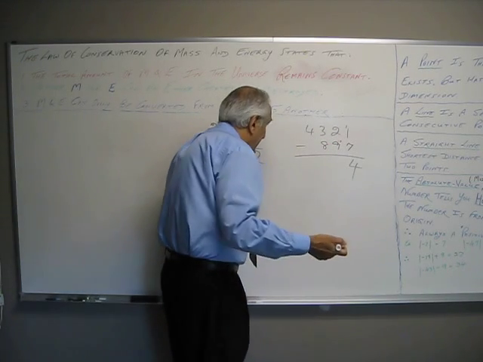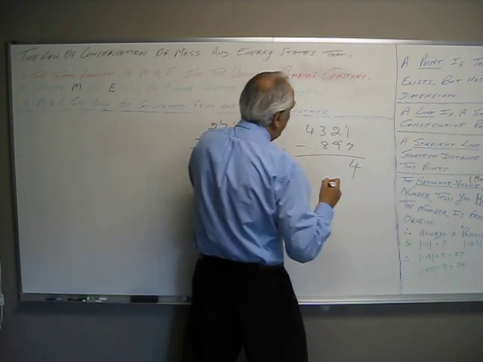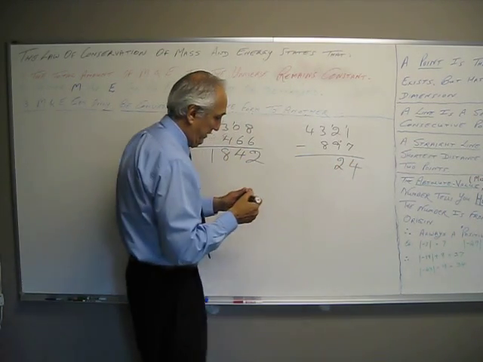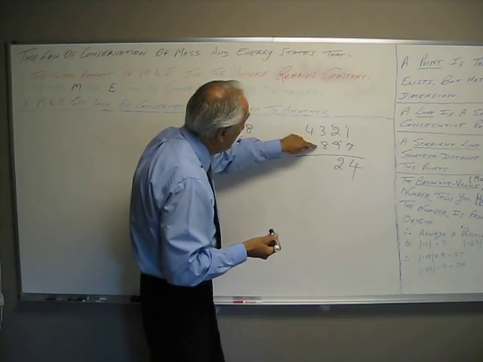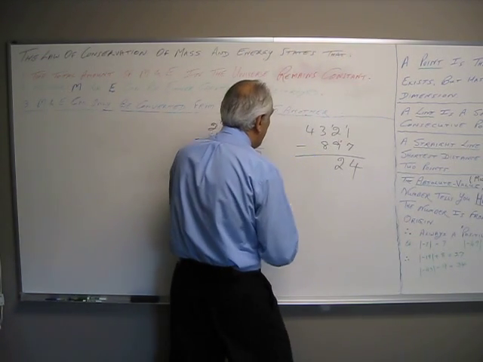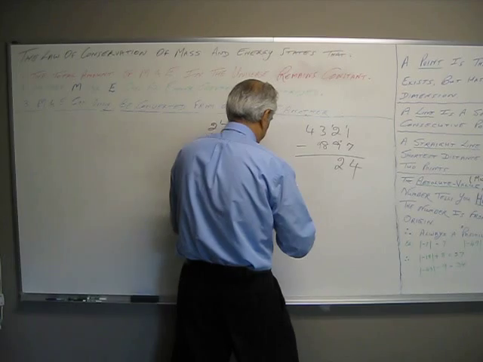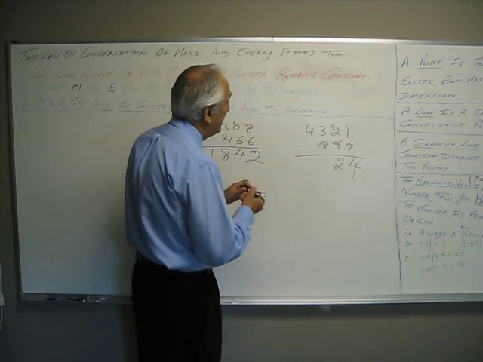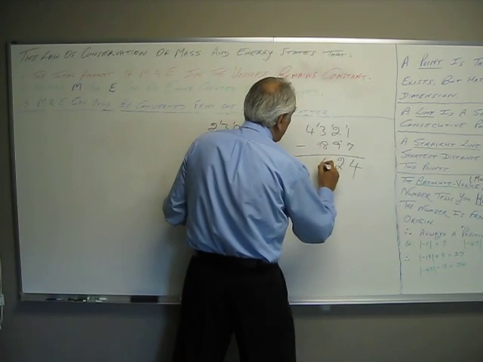2 minus 10, can't do it. So again I'm going to take help over here. 12 minus 10 is 2. But because I took help over here, this guy gets increased by 1. So I'm going to pretend that the 8 is a 9. 3 minus 9, still can't do it. 13 minus 9 is 4.